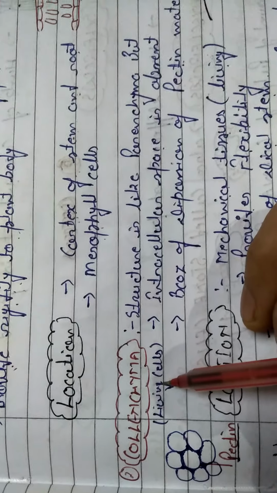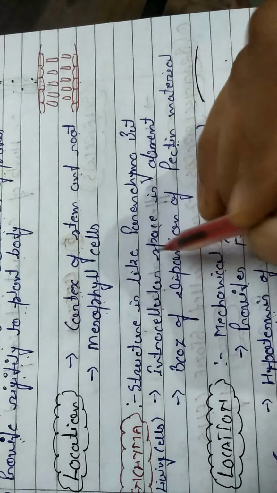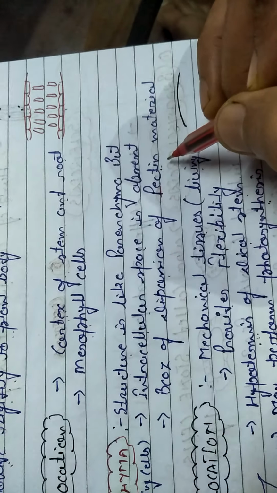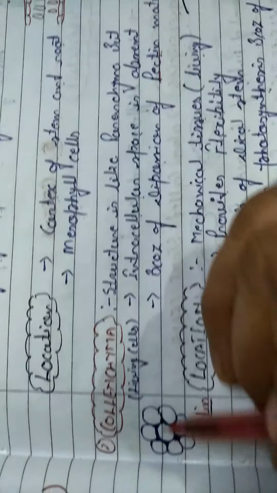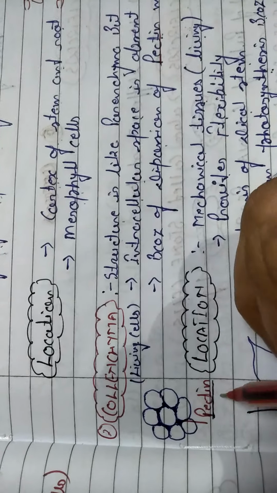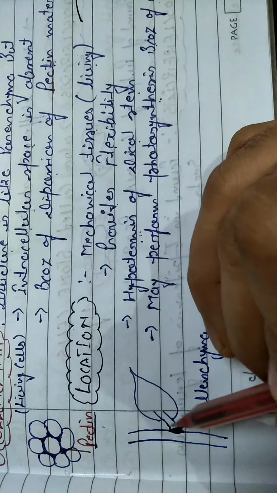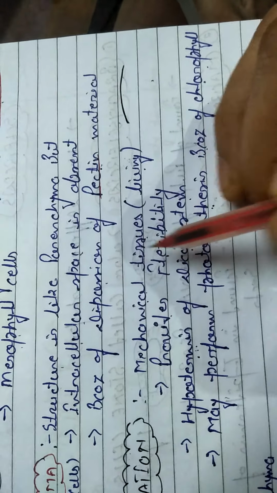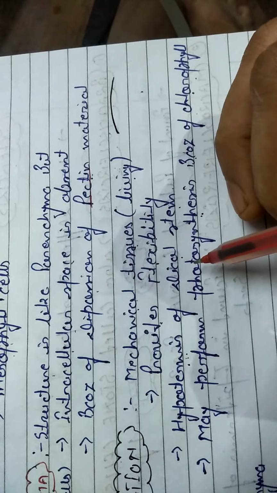Collenchyma cells are also living, and their structure is just like the parenchymatic cells, but they do not have any intercellular space, because there is a deposition of a specific type of substance which is known as pectin. Pectin is present in their intercellular space. So after the deposition of the pectin, they do not have any intercellular space. Remember the word pectin. Now the location where they are found: basically they are found in the edge of the leaf or the branches. Apart from that, they also play a very important role in mechanical support, or they provide flexibility to the particular plant.